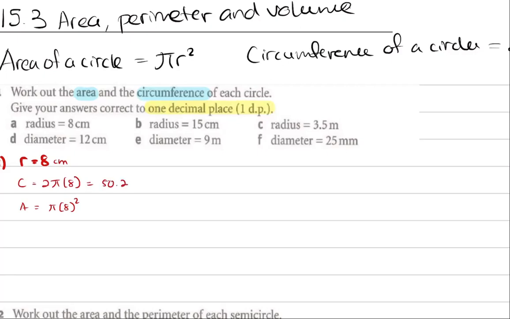So that is the accuracy that we need to have. So 15.27, which is also equal to 50.3. Area is just 201.06, 201.1. So A done. So let's look at B.